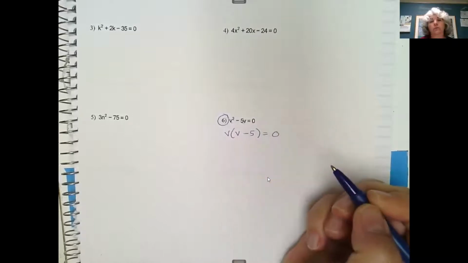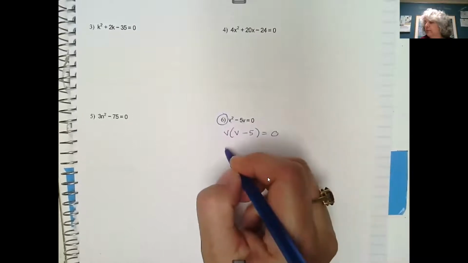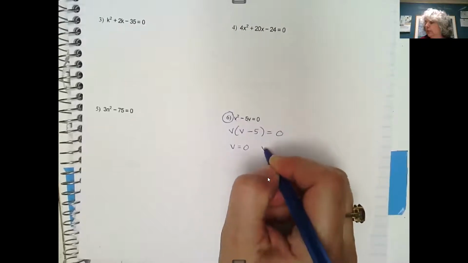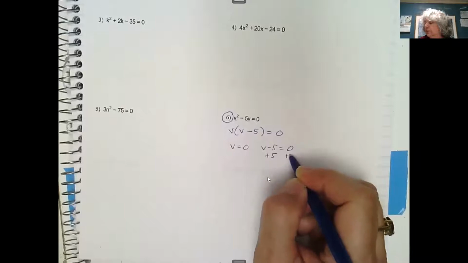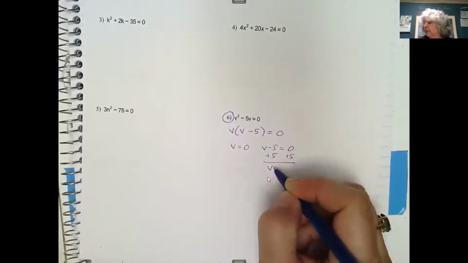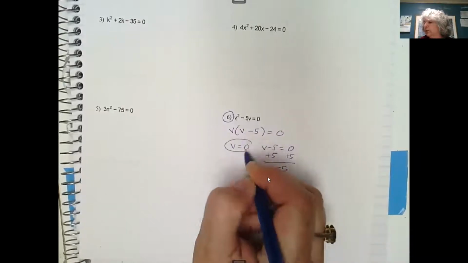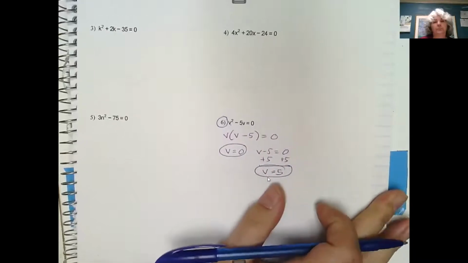This is equal to 0. And so I say v equals 0 or v minus 5 equals 0, and I add 5 to both sides. I get v equals 5. This one's already solved, like that.